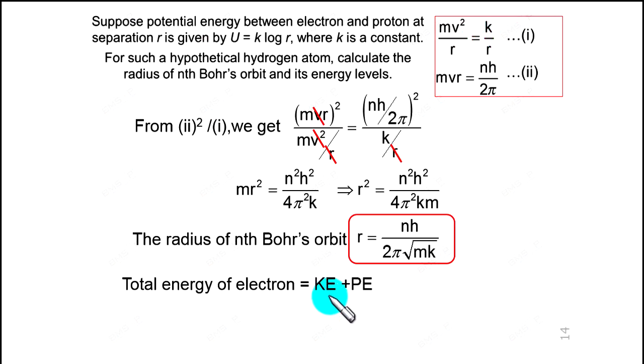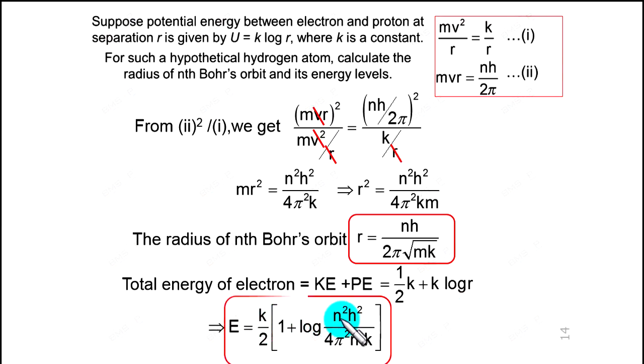So, here this kinetic energy is equal to k by 2 and potential energy equal to k log r. Now, we can substitute the value of r. This relation of r is in terms of n, that means this total energy is in terms of n, that is the energy level, the energy corresponding to the nth level. So, this is the total energy corresponding to this hypothetical hydrogen atom. Now, let us move to the next illustration.